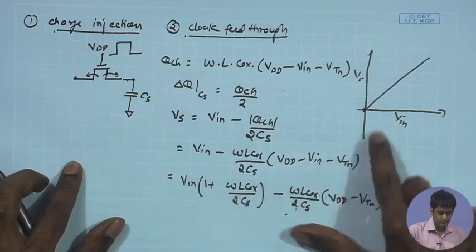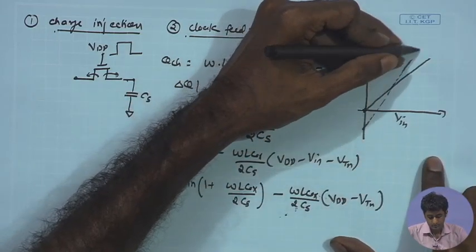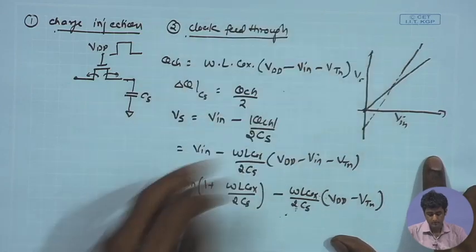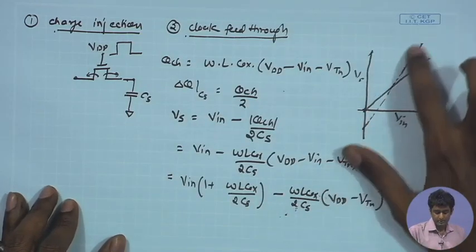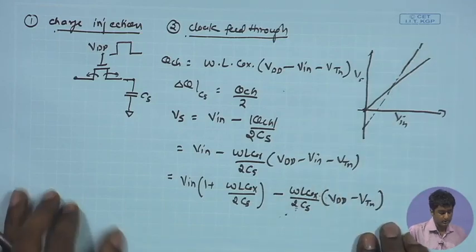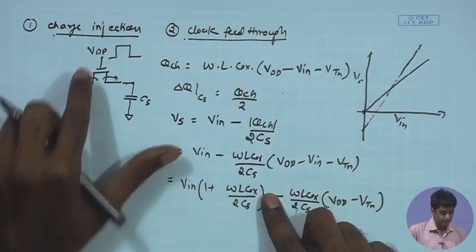So when Vin equals 0, I should have some negative offset. As a result, I'm going to have the actual curve looking like this. Ideally, this is what we expect. Therefore, I have a deviation in the sampled signal as compared to the input signal.